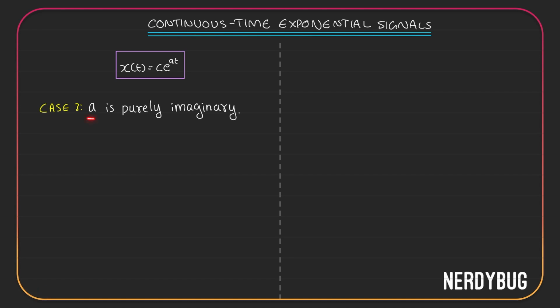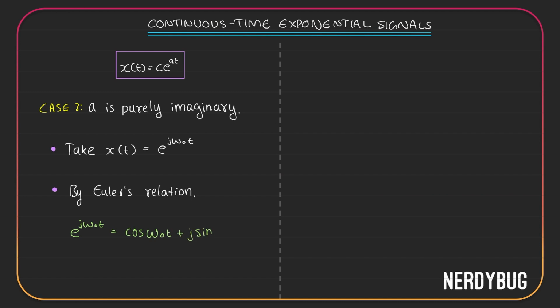Now, the third case is when a is purely imaginary. As an example, let us take x of t is e raised to j omega naught t. If you compare, you can see I've taken c as 1 and a is purely imaginary, so I've taken it as j omega naught. Now, by Euler's relation, which is a mathematical relation, e raised to j omega naught t can be written as cos of omega naught t plus j sine of omega naught t. Let's keep this in mind.